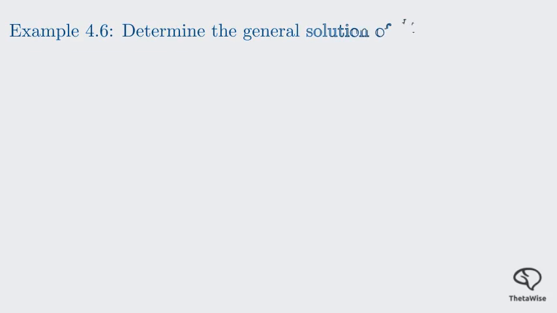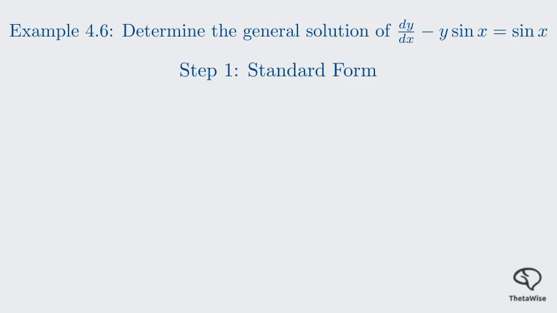We are asked to find the general solution of dy/dx minus y sine x equals sine x. Step 1. Standard form. The equation is already in standard form. Carefully identify P(x) and Q(x). P(x) is the coefficient of y, which is negative sine x. Q(x) is the term on the right, which is sine x. Notice again that the negative sign from the y term is part of P(x).